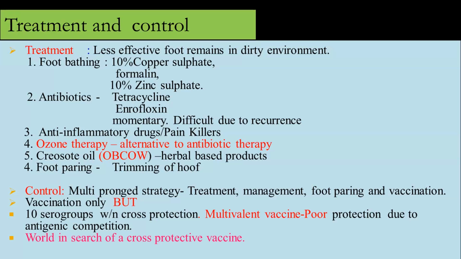Secondly, if the animal is affected with foot rot, the antibiotics. We have isolated the virulent strains and done antibiotic sensitivity tests. We have seen that antibiotics like tetracycline and enrofloxacin should be considered first during treatment, even though the disease is recurrent after you treat the animal. Then the third point is anti-inflammatory drugs. Melonex is given, then meloxicam or flunixin. These anti-inflammatory drugs are also considered in the treatment of the animal.